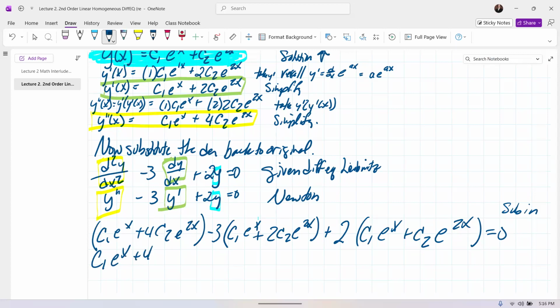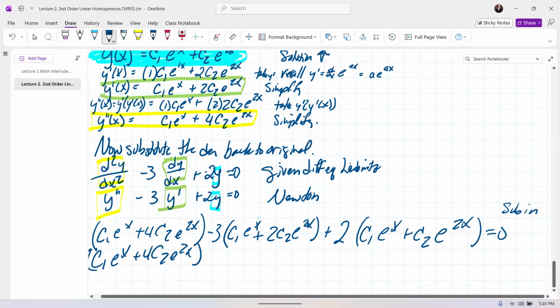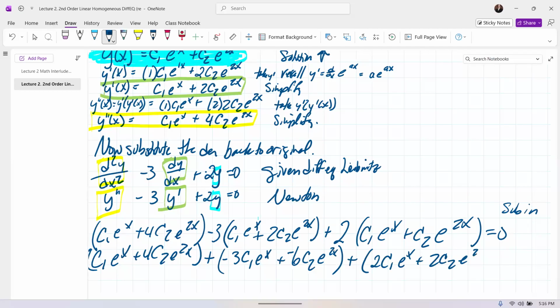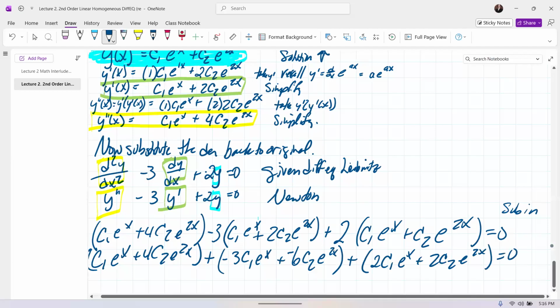E to the x plus 4C2 e to the 2x. There's nothing to do there. But this, we do have something. So I'm going to distribute the -3. So I'm going to put a plus sign. So it's going to be minus 3C1e to the x plus -3 times 2 is -6C2e to the 2x. That is this term here. And now plus, and this is this one here, 2C1e to the x plus 2C2e to the 2x equals 0. This is distribute.